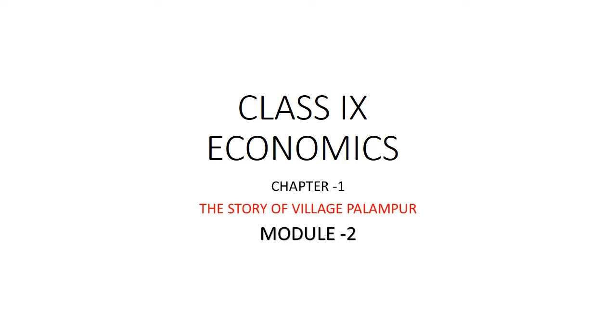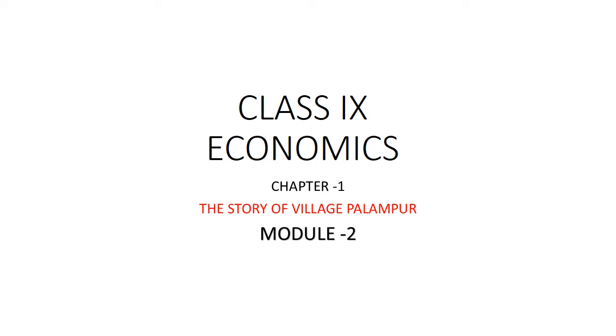This is the second module of the chapter The Story of Village Palampur. Let me recapitulate the content of the first module. Palampur is a hypothetical village. Palampur reflects the village of India. Here 70% of the population is into farming. The requirements of the production process are called factors of production, that is land, labor, capital, and entrepreneur. The features of each factor of production.